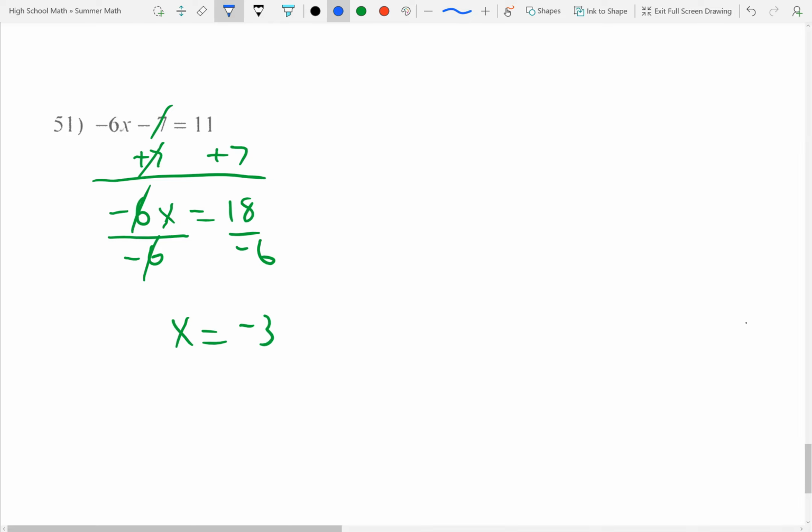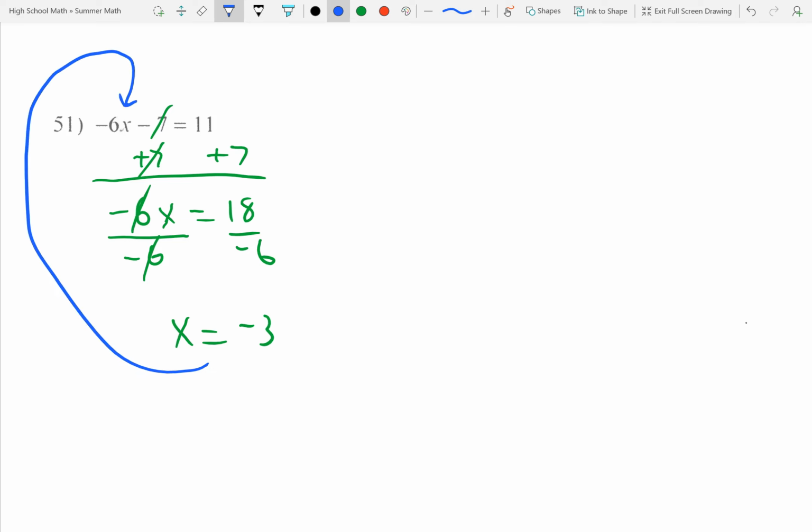Substituting negative 3, that value, in place of the variable x. This yields negative 6 times negative 3 minus 7. Is that 11? That's my question. Is this a true statement? Negative 6 times negative 3 is a positive 18. And hopefully you can see that 18 minus 7 is 11. This statement's true.